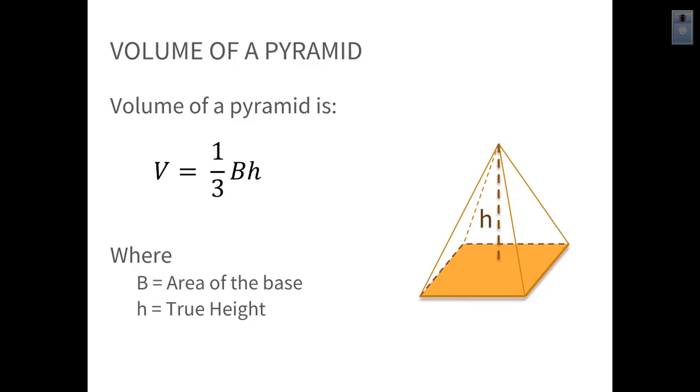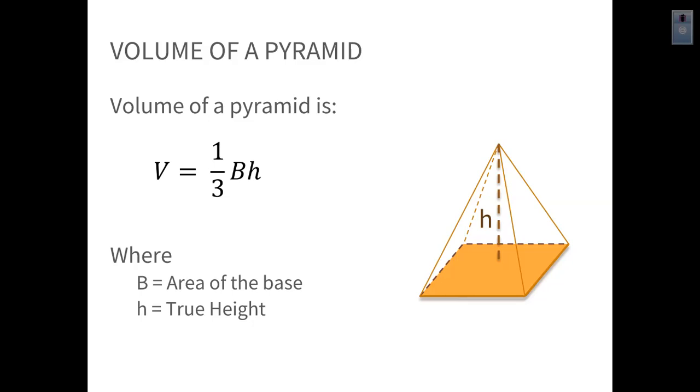So remember when we did volume of a rectangular prism, it was area of the base times the height. Well, in a pyramid, it is 1/3 of that value. Now this h is the true height, which means it goes from the tallest point perpendicular to the base in the center of it.